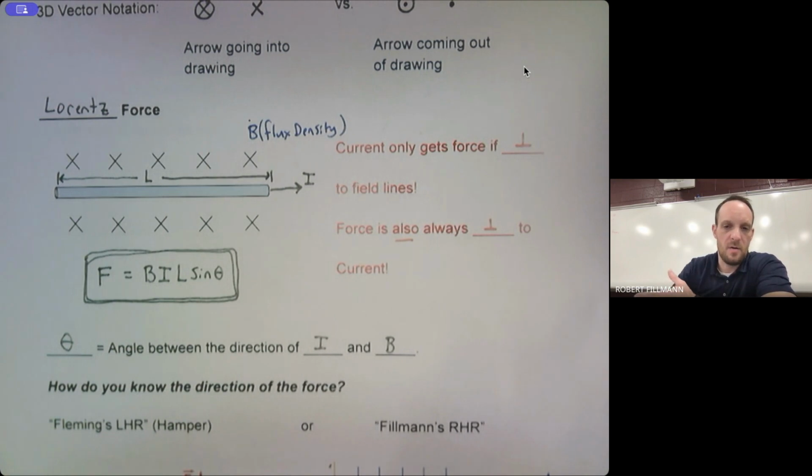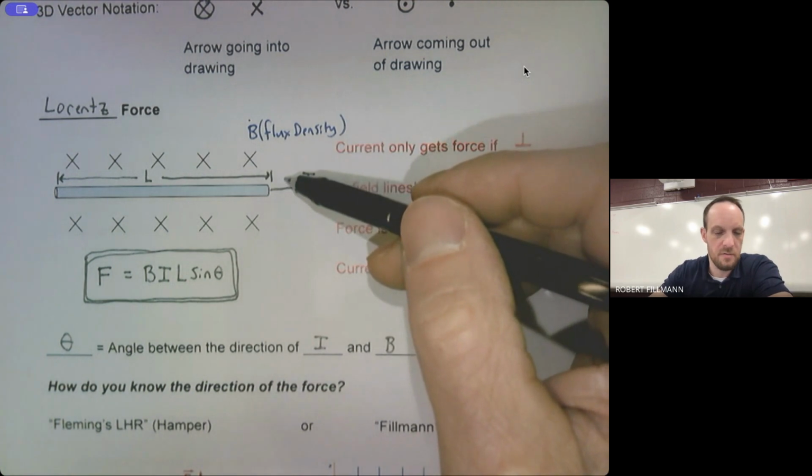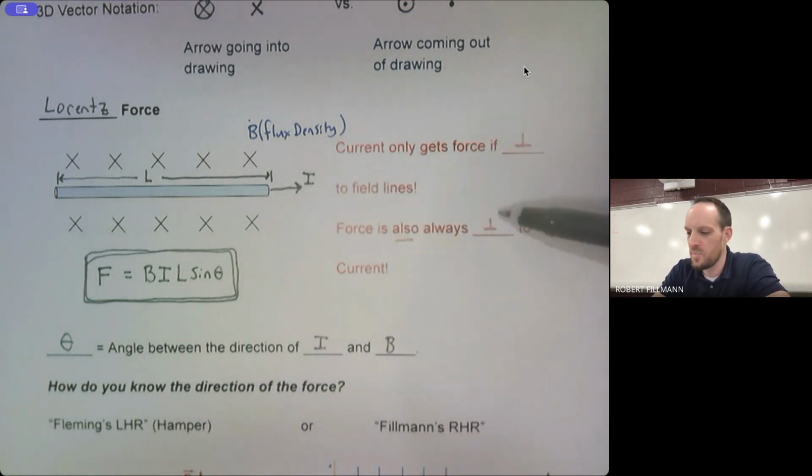So parallel or even 180 degrees to each other is going to yield no force at all. How do you know the direction of the force? Which way is this wire going to get pushed? Is it going to get pushed in the direction of the field? No. It's going to get pushed perpendicular to the field, 90 degrees to the other two vectors.